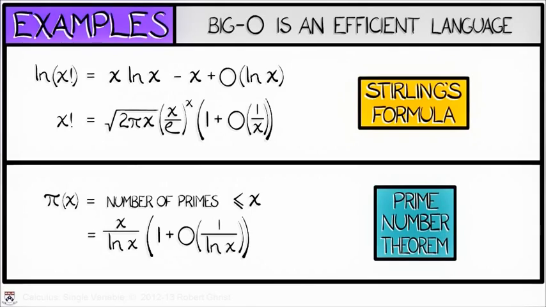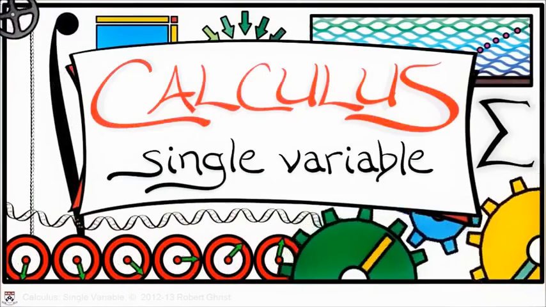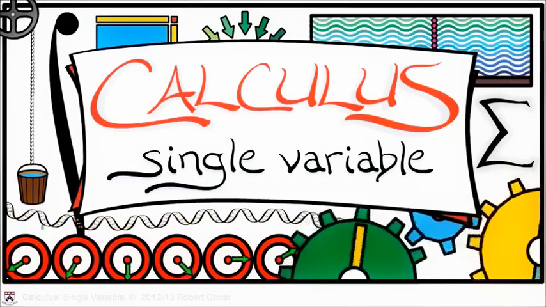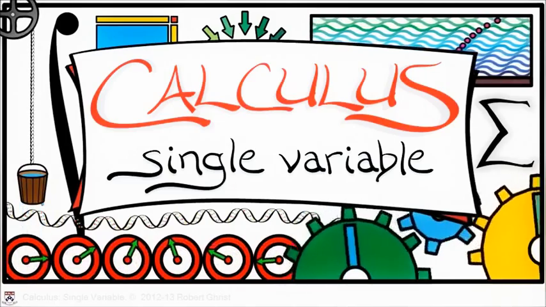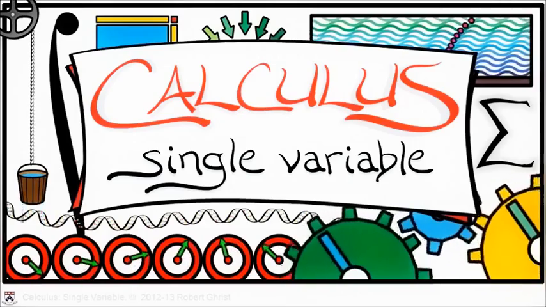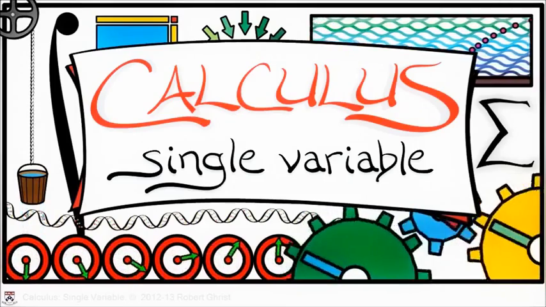It'll take a little while to get used to this language. It's going to take a bit of practice. Most students find it a bit unlike things that they've learned in the past because of this arbitrary constant. But do a few practice problems, and you'll see big O cropping up later in the course.